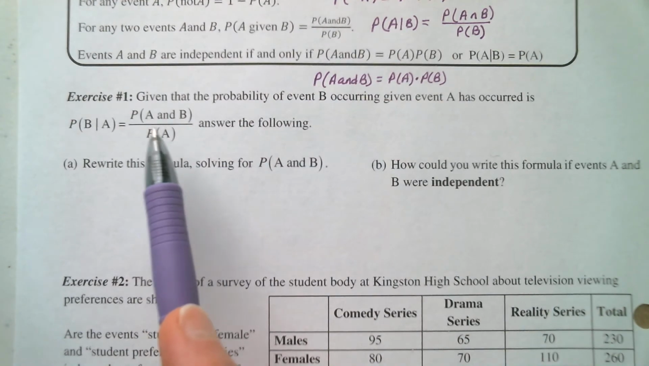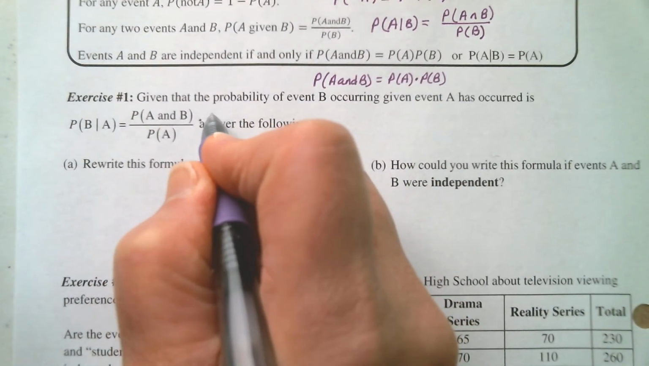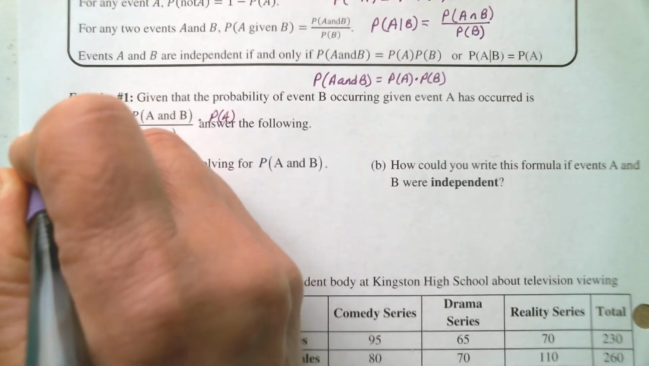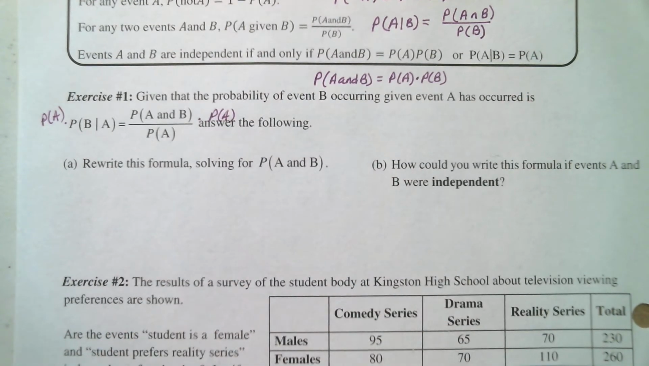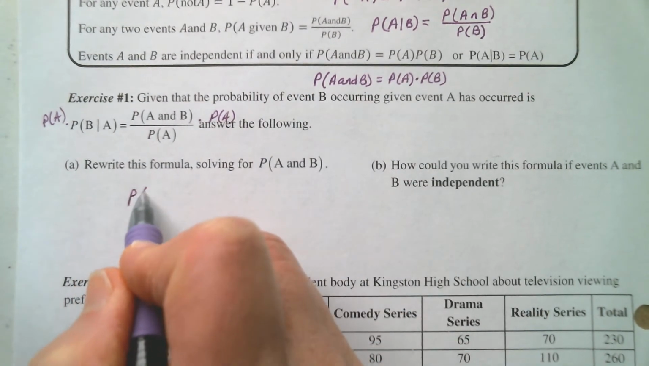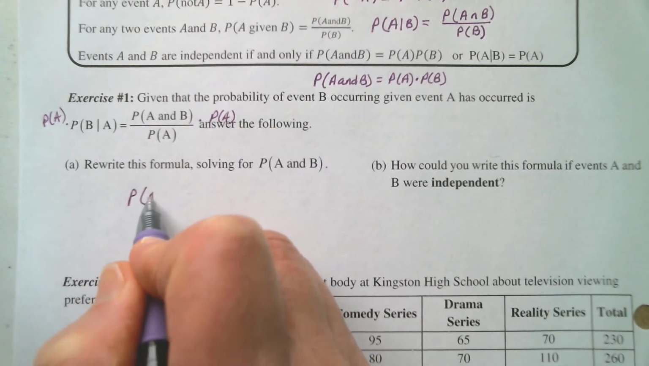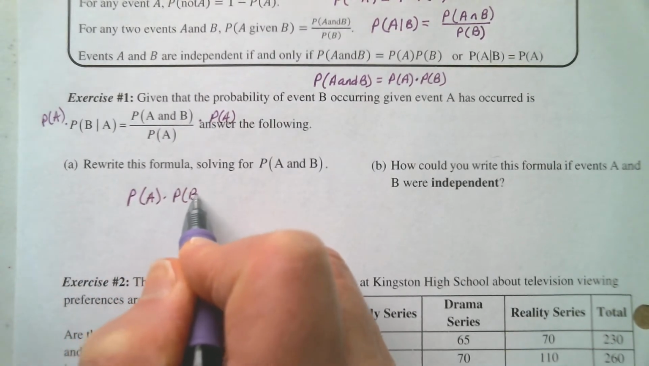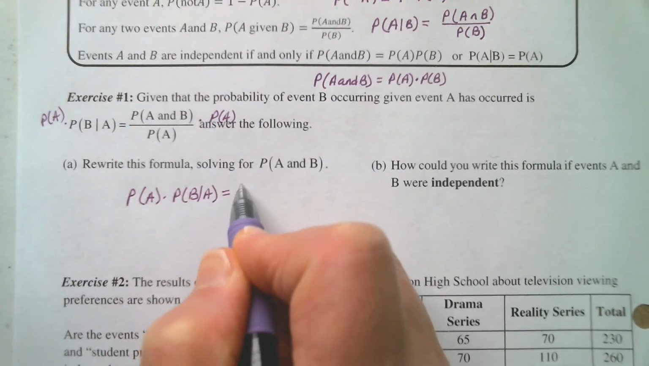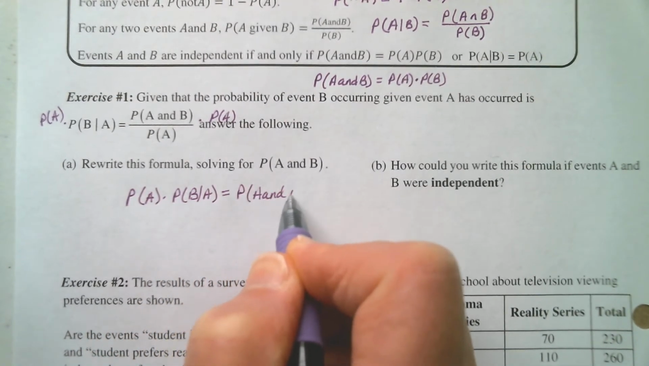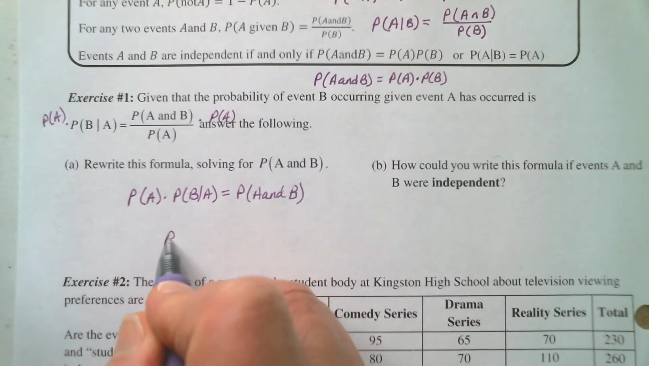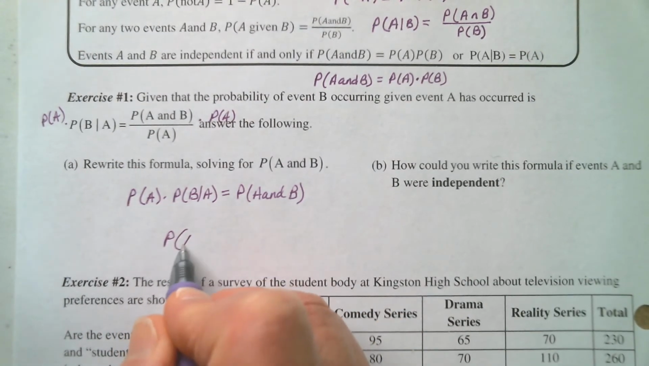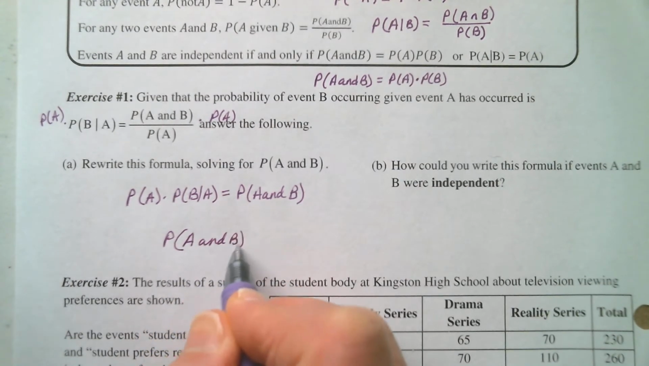Well, right now we have the probability of A and B divided by the probability of A. So undo the division by multiplying both sides by the probability of A, so that these would divide out. And we'll have the probability of A times the probability of B given A is equal to the probability of A and B. And I can just switch that around, writing the probability of A and B on the left-hand side.